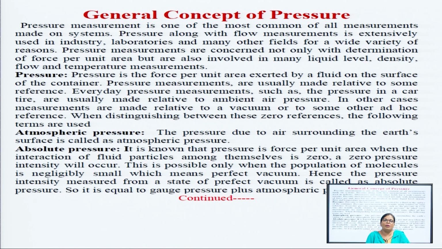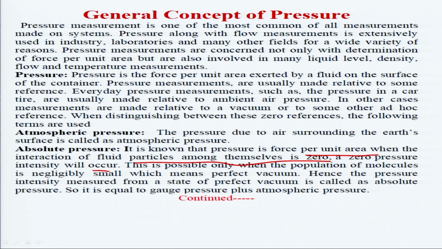So, this is the common pressure. Coming to absolute pressure, this is important: it is the pressure per unit area when the interaction of the fluid particles among themselves is 0. Zero interaction intensity occurs only when the population of the molecules is negligible or very small, which means a perfect vacuum. We will show this graphically in the next slide. So this is the definition: the pressure intensity measured from a state of perfect vacuum is called absolute pressure. It is equal to gauge pressure plus atmospheric pressure.